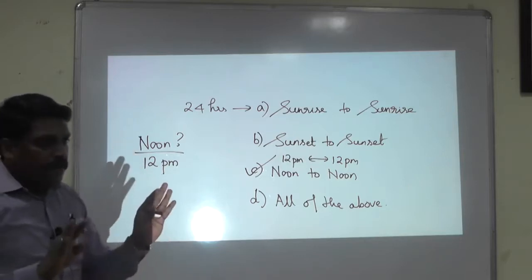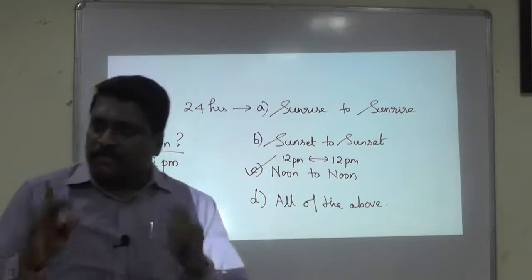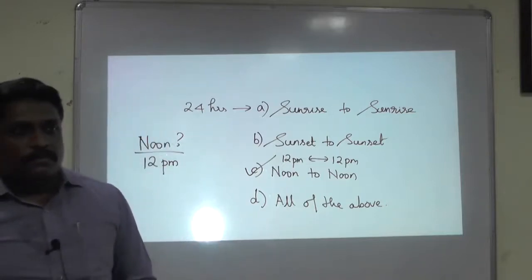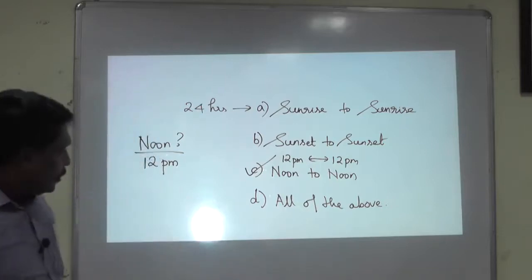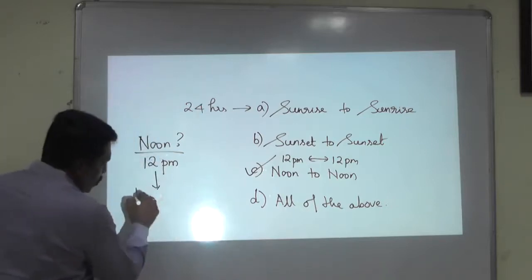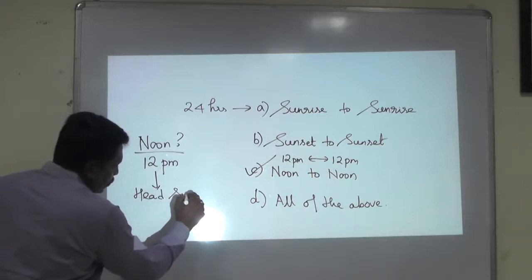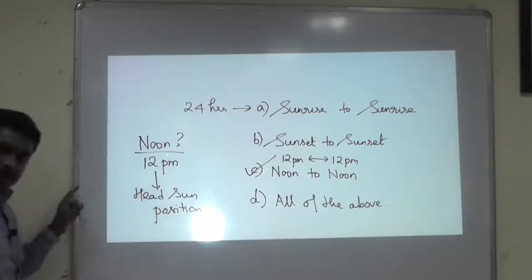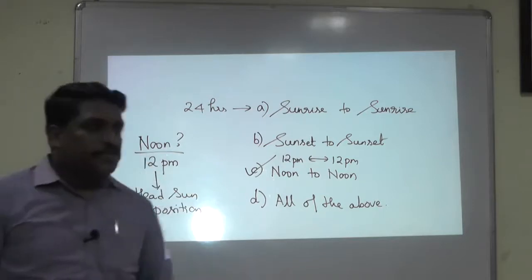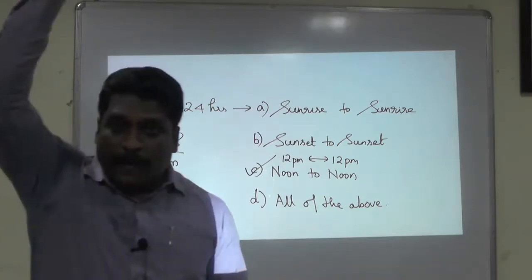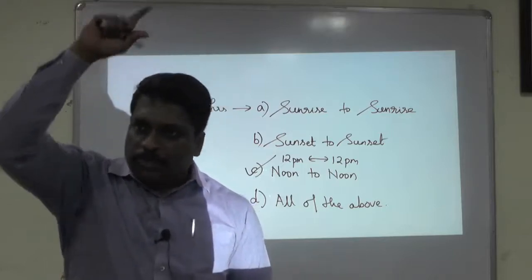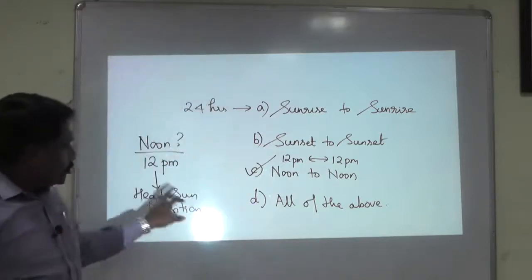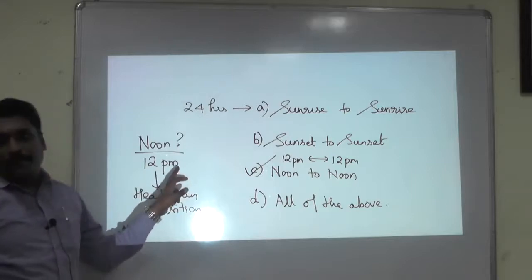12 p.m. Where will the sun be? Above that. You're right. Above your head. Can I call it head sun position? What do you mean by head sun position? The sun is placed exactly above your head. That is what you call noon. So by noon, when you look at the watch, the time will be 12.